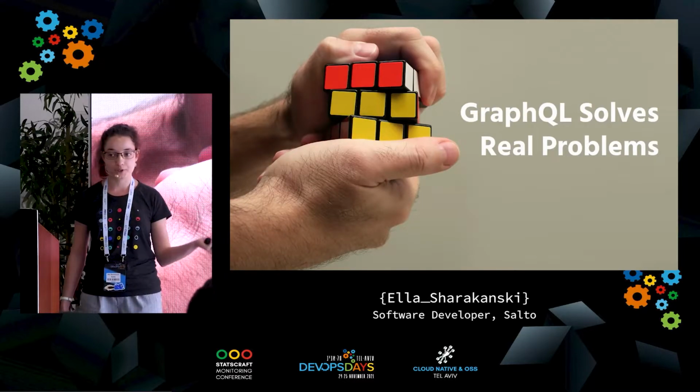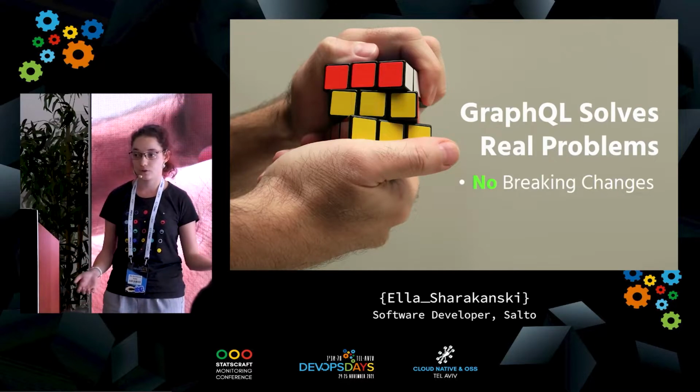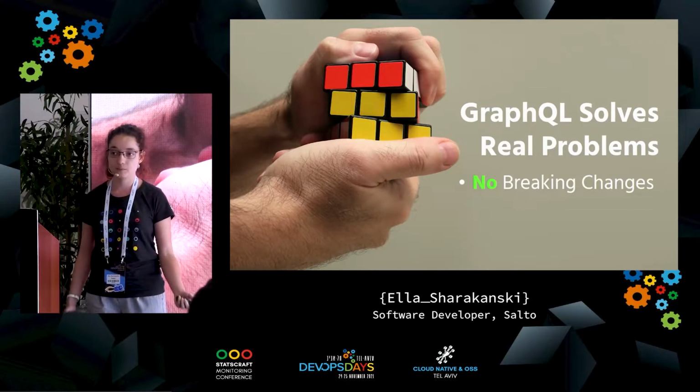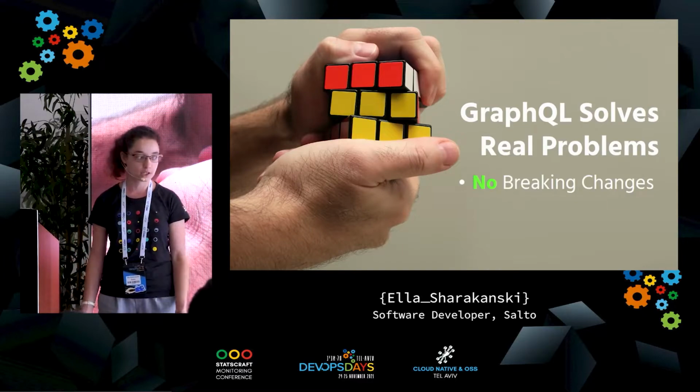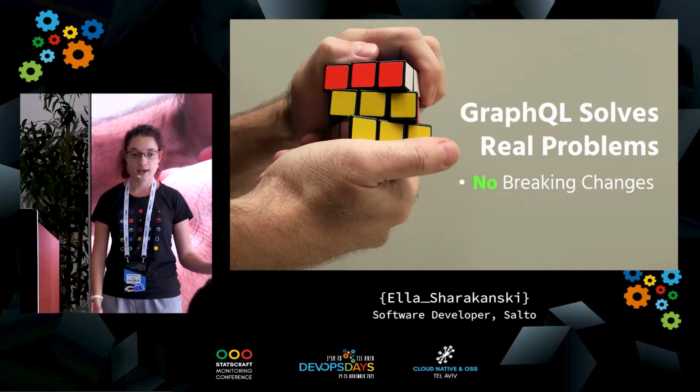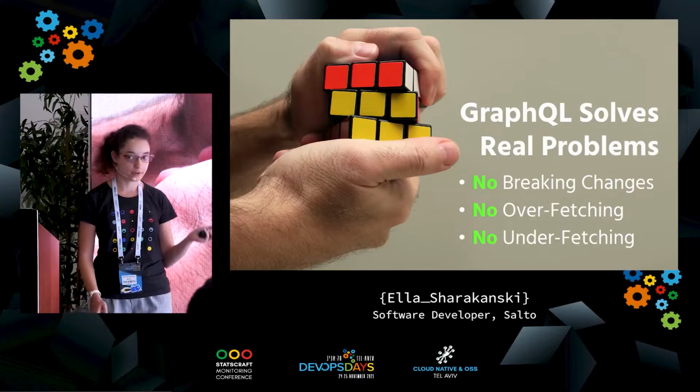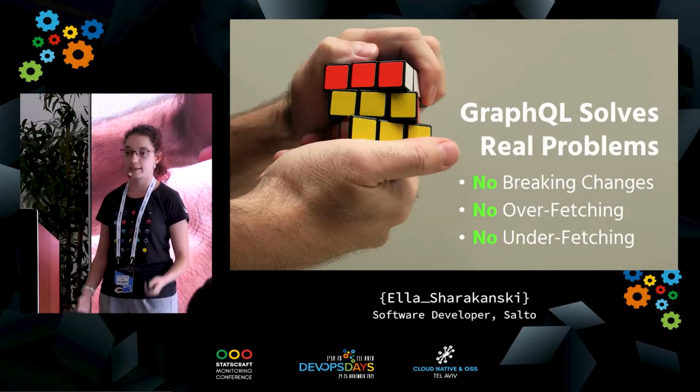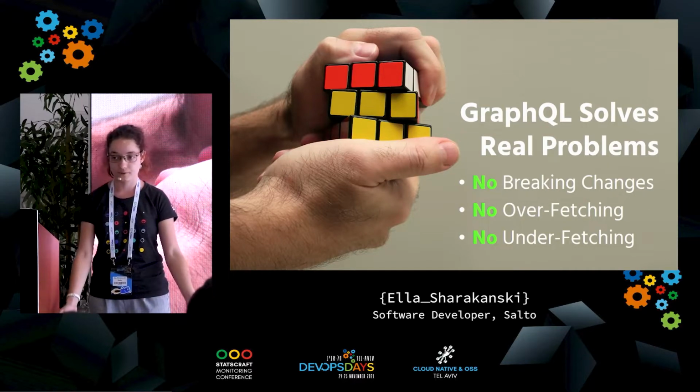This way, GraphQL solves all of the problems that we've just discussed. It helps you avoid breaking your API, because if you don't want to show comments anymore, then you simply don't ask for them, and there is no need to change the API at all. And GraphQL solves overfetching and underfetching because you get exactly what you ask for.